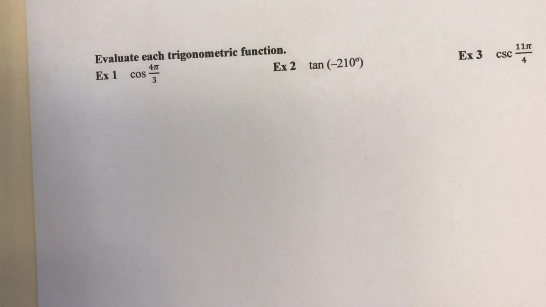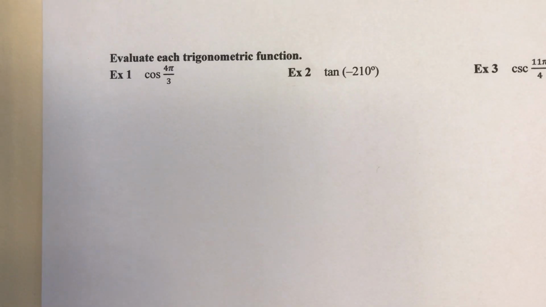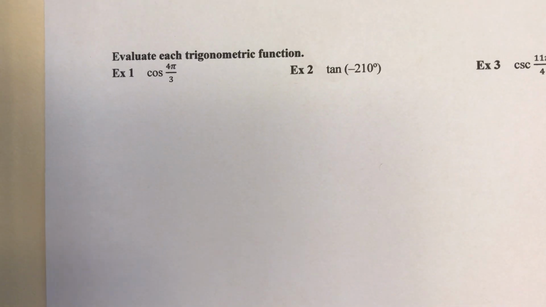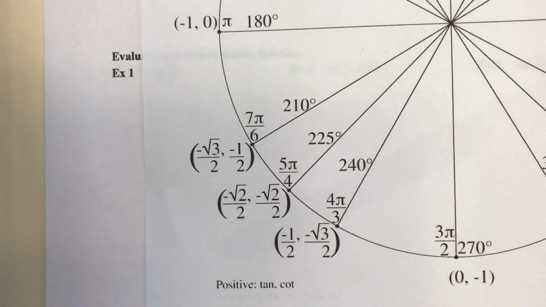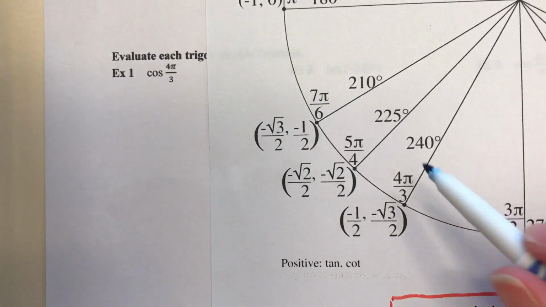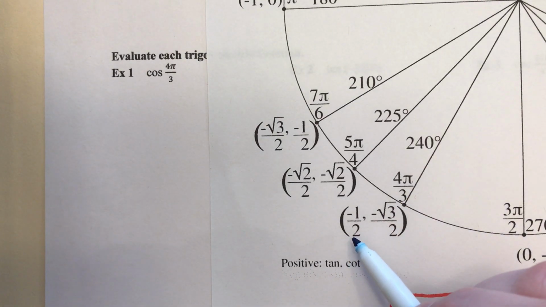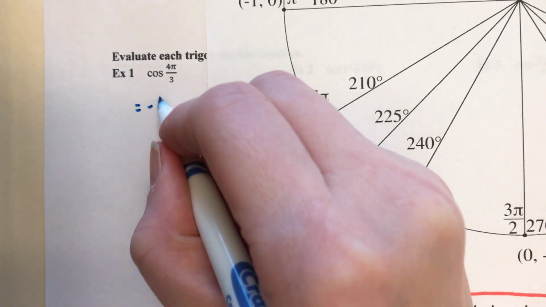Okay, so let's go to the back. Let's try a couple examples. We're just going to evaluate using our unit circle. So number 1, we have the cosine of 4 pi over 3. First I'm going to check and see if that's on my unit circle. If you look in the third quadrant, you'll see 4 pi over 3 right here. Cosine is the x, so the answer is negative 1/2.